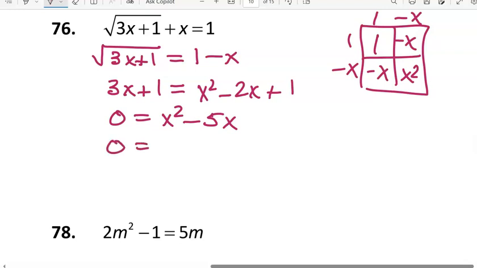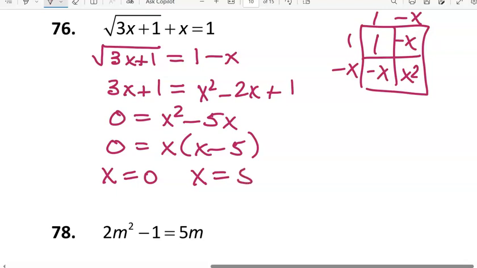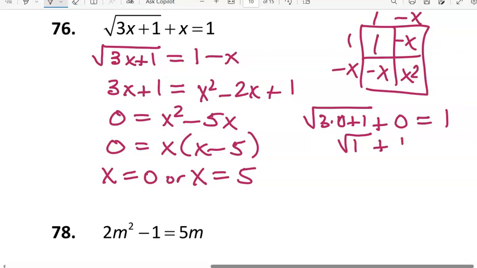Now we're going to solve by factoring. And setting the factors equal to 0, x equals 0, or x equals 5. We're going to check those solutions. And when we check 0, 3 times 0 plus 1 under the square root plus the x value of 0 should equal 1, and 3 times 0 plus 1 is 1, so the square root of 1 plus 0 is equal to 1. That's a true statement, so 0 is a valid solution.